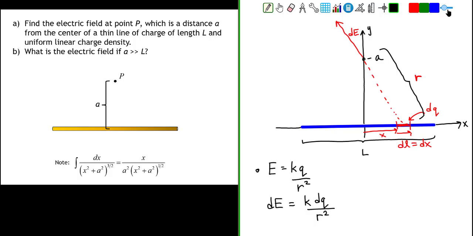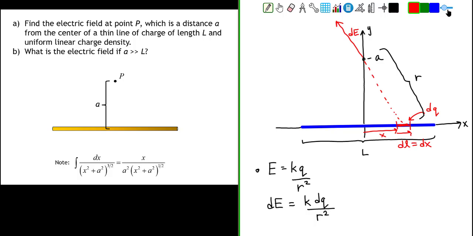However, we still need to determine the tiny amount of charge, dq. That wasn't given to us. And we still need to determine r. But before we get too far ahead of ourselves, let's go ahead and look at some other pieces of information that we have.